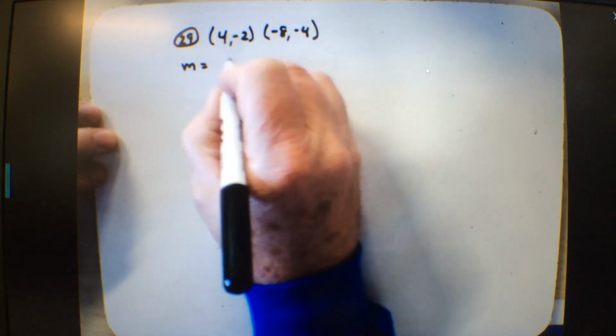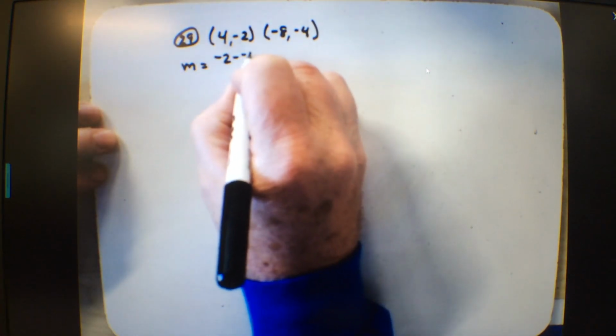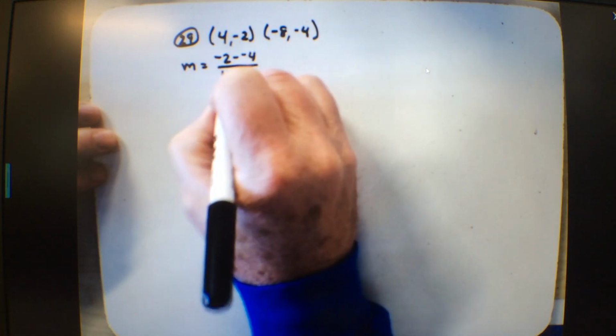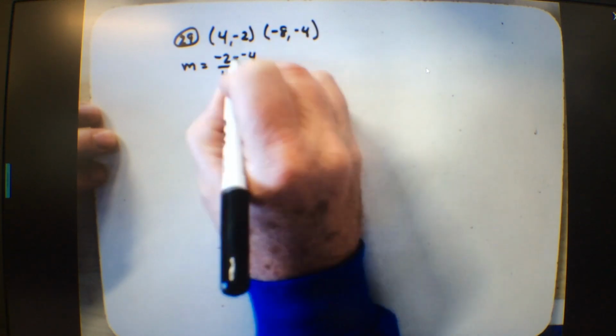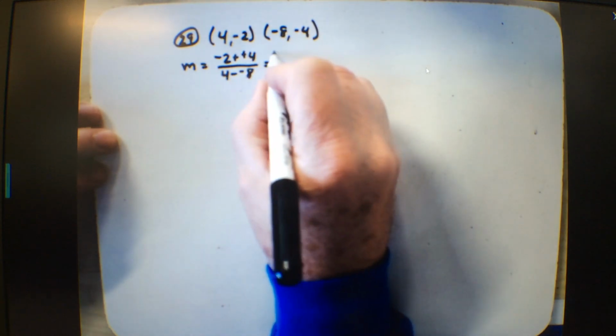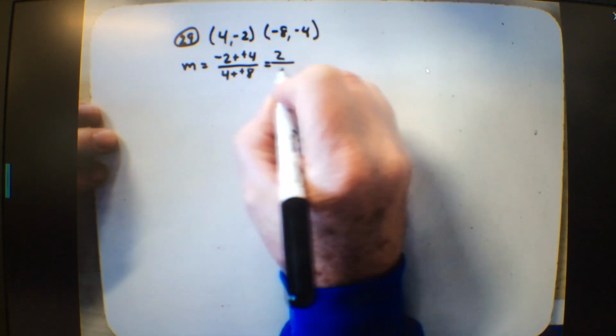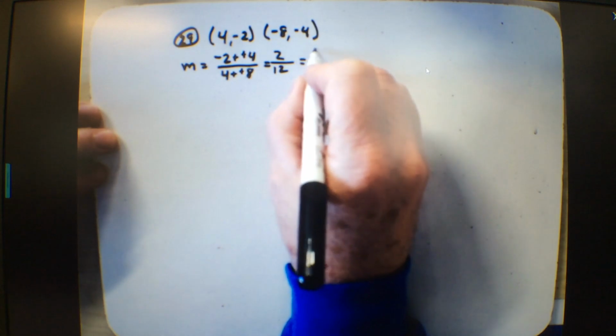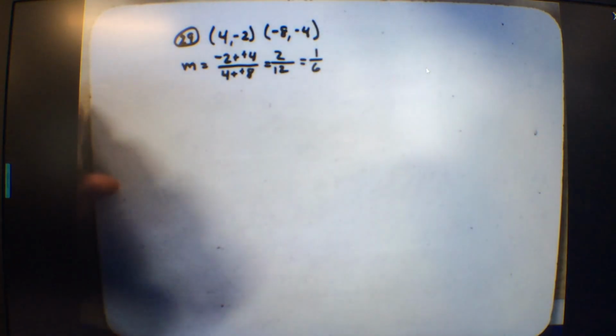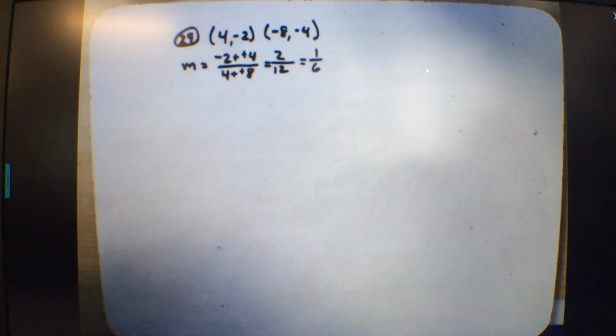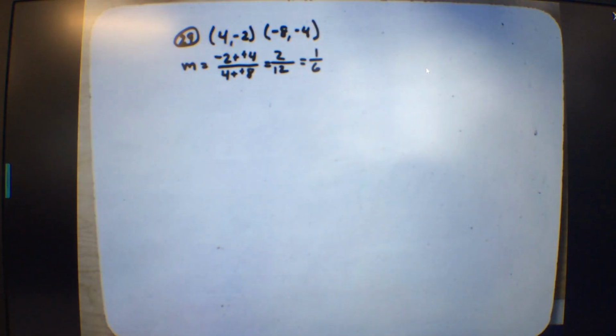So we begin by doing this. Make sure you take the y's over the x's. Whoa, am I getting 1/6? Did you get 1/6, please? Don't let me confuse you. You got negative? Oh, no, no. I got positive. Okay, all right.